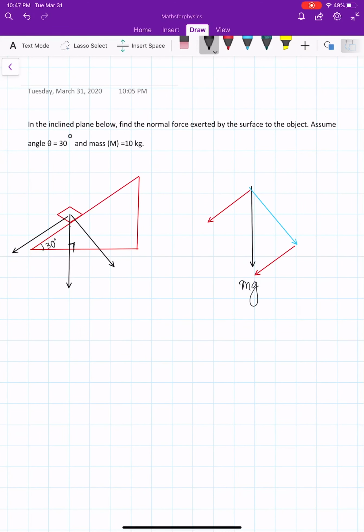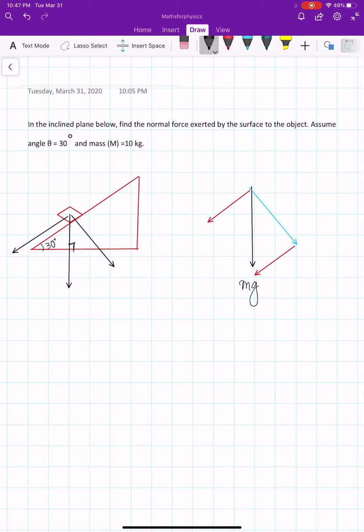Hi everybody, this is the answer to exercise 2 for our math notes, trigonometry for physics. What we have to find here is the normal force exerted by the surface on the object. This object, which is 10 kilograms, is resting on an inclined plane.